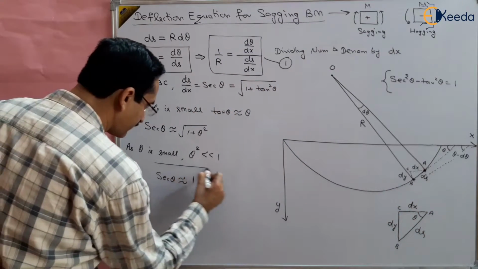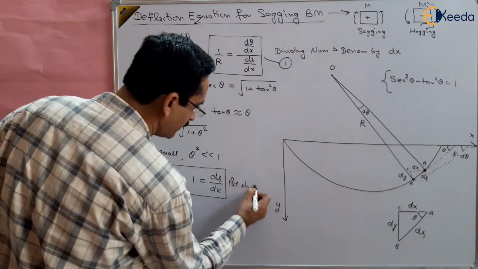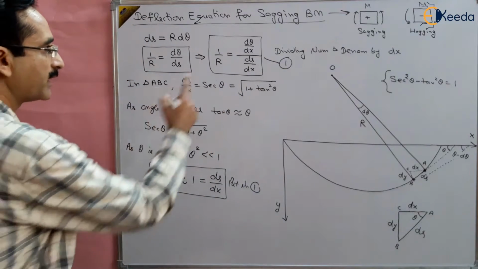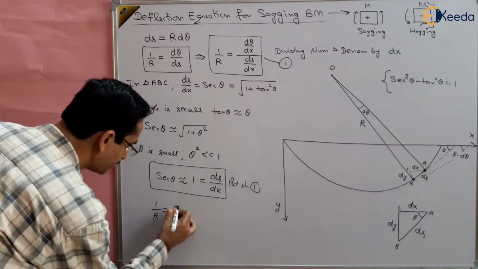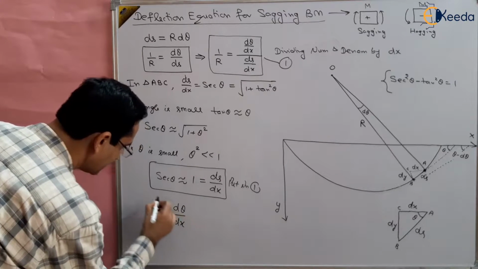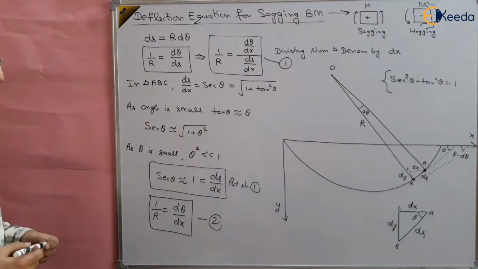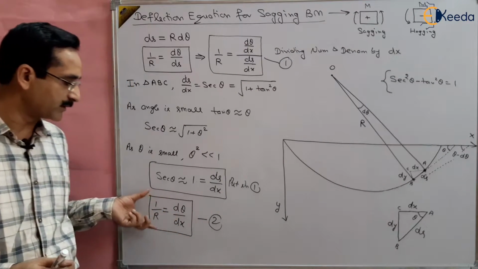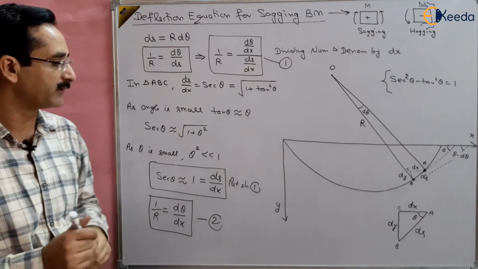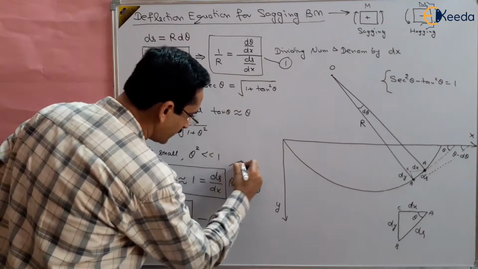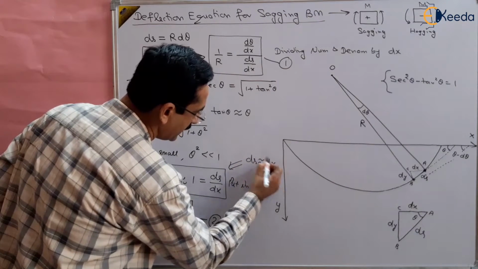So secant theta is nearly equal to 1, so you can put this in equation 1. What we are getting is that 1 by r equals d theta by dx. This equation we have obtained, equation number 2, right? So 1 by r is equal to d theta by dx, because ds is nearly equal to dx. From this equation we can see that ds is actually nearly equal to dx, right?